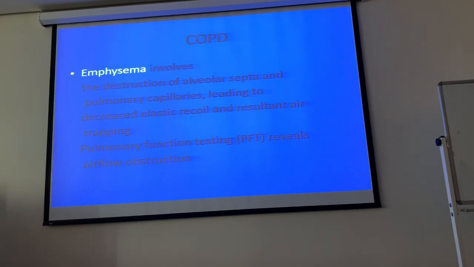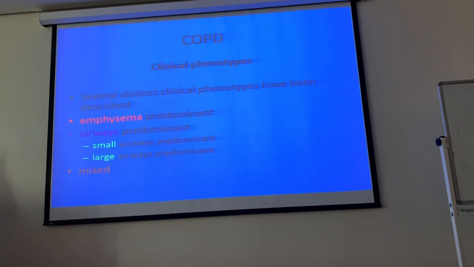So emphysema, and it is actually the definition, is destruction of the alveolar septum and pulmonary capillary, leading to decreased elastic recoil and resulting air trapping. Pulmonary function tests reveal the airflow obstruction. Now there are different clinical phenotypes: emphysema predominant or airways predominant or mixed. In airways also, whether small airways are involved or large airways are involved.